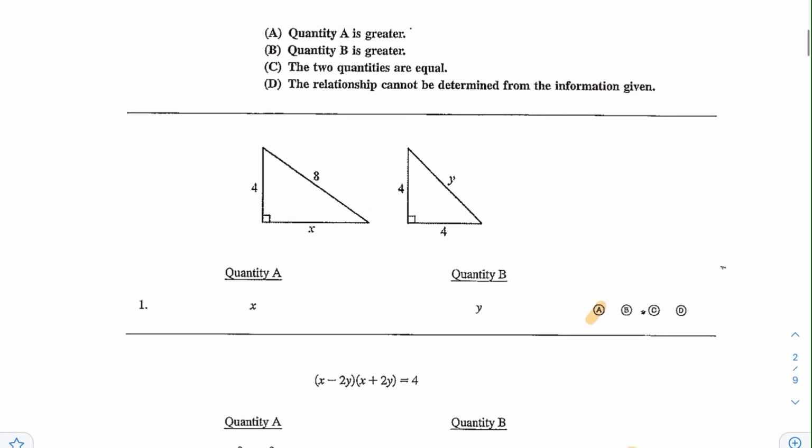So for the first page, you have to compare two quantities in two different columns. You choose A if A is bigger, B if B is greater, C if they're equal, and D if you can't tell.